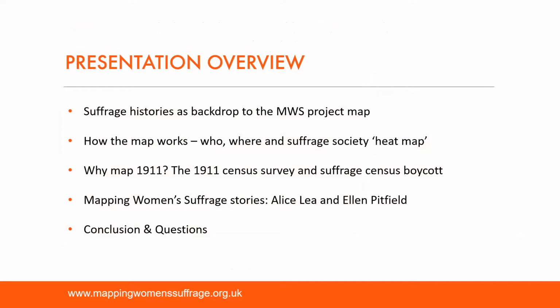As I was saying, there are multiple layers and aspects to our project map. So I'm going to begin with a brief overview of suffrage histories as a sort of backdrop to the map, if you like, and then how the map works and how its interactive tools create a suffrage heat map for analysis. Then I'm going to look, of course, at why we've mapped the year 1911, and the major talking point here, of course, will be the 1911 census survey and the suffrage boycott. Now, I will be illuminating between these sections on the screen through case studies of individual suffrage campaigners as we go through these topics and issues.